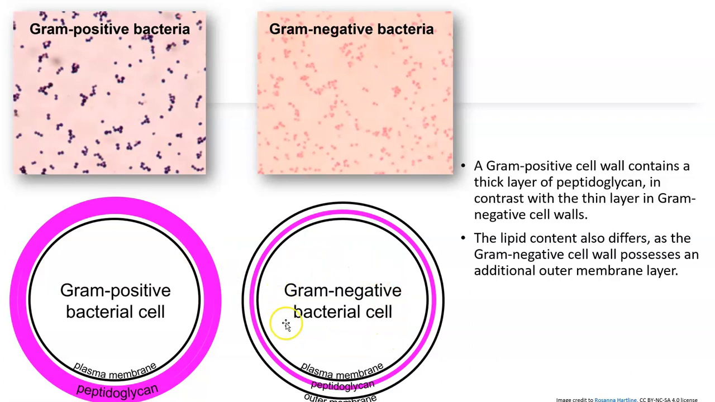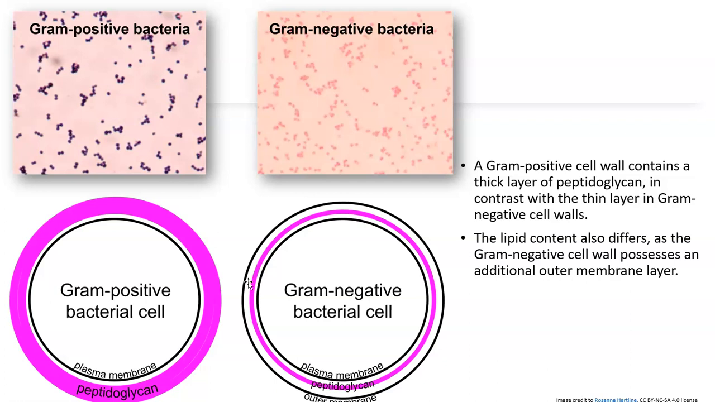Then over here we have a gram-negative bacterial cell. So again, the innermost layer is the cell membrane. All cells have a cell membrane. It's selectively permeable and it controls what goes into and out of the cell. Outside of the cell membrane, we have a cell wall. So the cell wall is still there. It's just much thinner and has much less peptidoglycan.